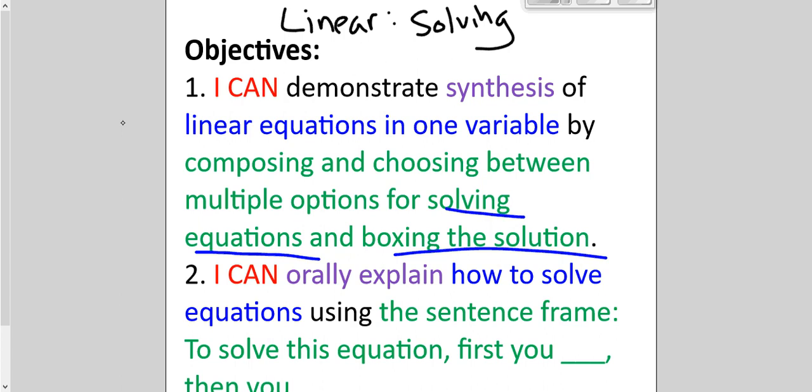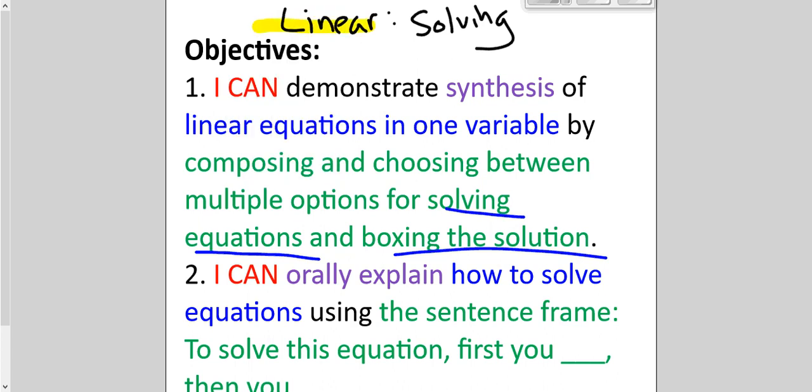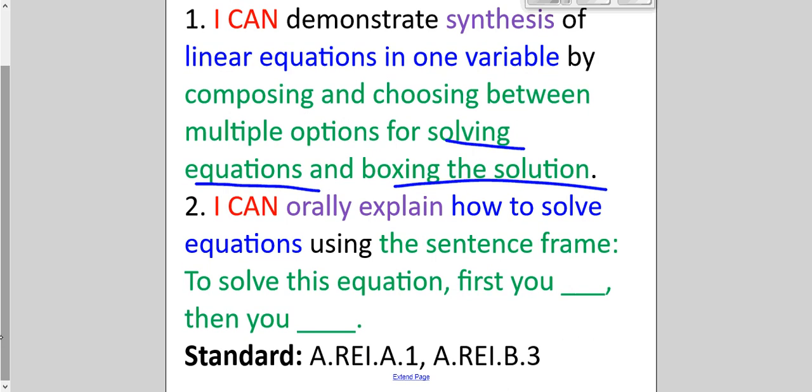Okay, this video is an extension of the previous video about solving. If you could just continue those notes and include what I'm about to go over in this video at the end of those notes. So this goes with your linear solving notes. The objectives are the same: to be able to solve equations and box a solution, and to be able to explain how to solve equations using the stem.